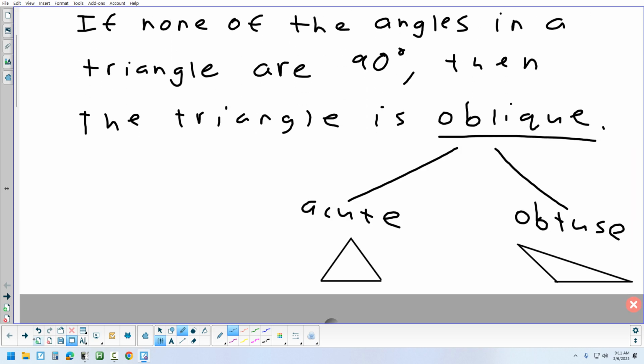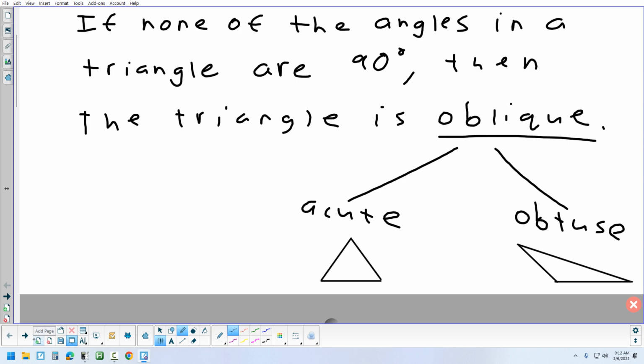And there's really two different types. You could have an oblique triangle where all the angles are smaller than 90. Think of like an equilateral. That's one example. That's called an acute triangle. Or you could have an oblique triangle that's obtuse. An obtuse triangle is where you have one angle bigger than 90.